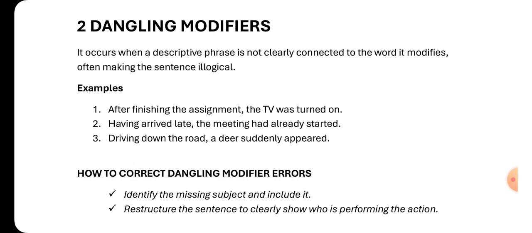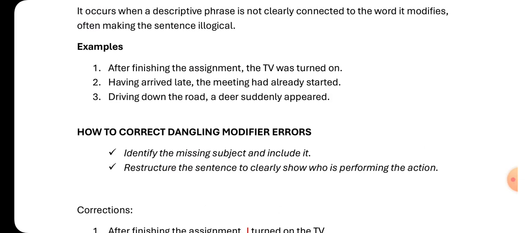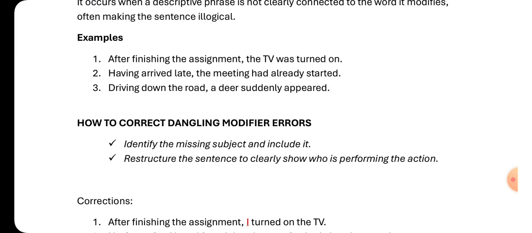So as I've already told you, if you see an error like this, try to introduce a subject. The subject could be either a pronoun or just a person's name, and then you put it in to make the sentence complete. So this is how you identify the missing subject and include it, and also restructure the sentence clearly and show who is performing the action.